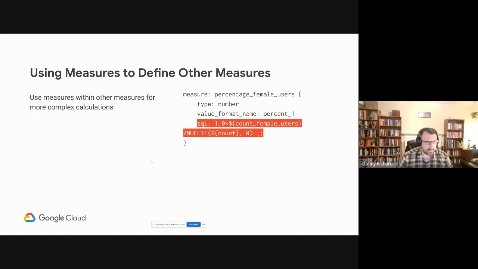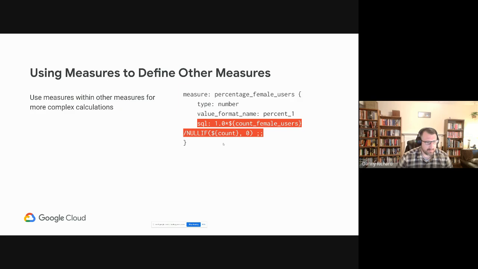So in order to calculate a percentage in this scenario, the percentage of female users, the type is of type number. It's not sum, it's not average, it's got to be of type number. Anytime you're referencing another measure, you've got to make sure it's type number. And then in the SQL statement, you plug in the measures that you already defined in this scenario, count female users and count. And this will calculate the percentage correctly.